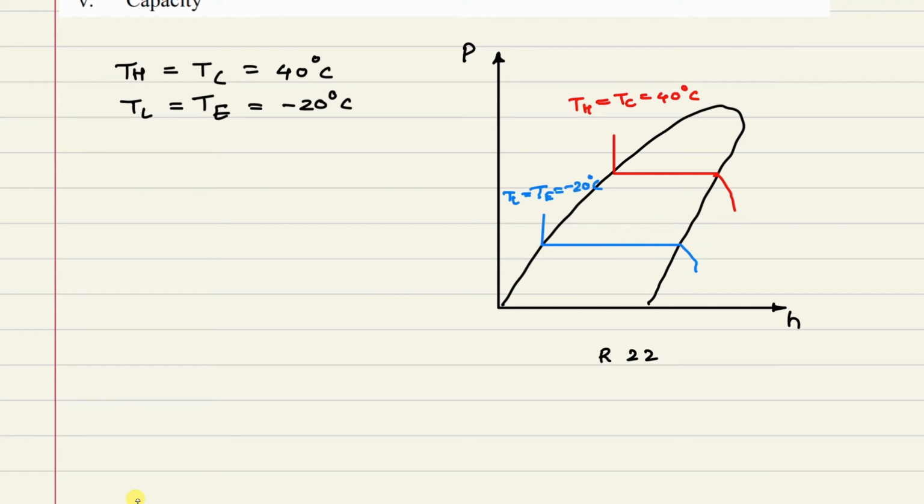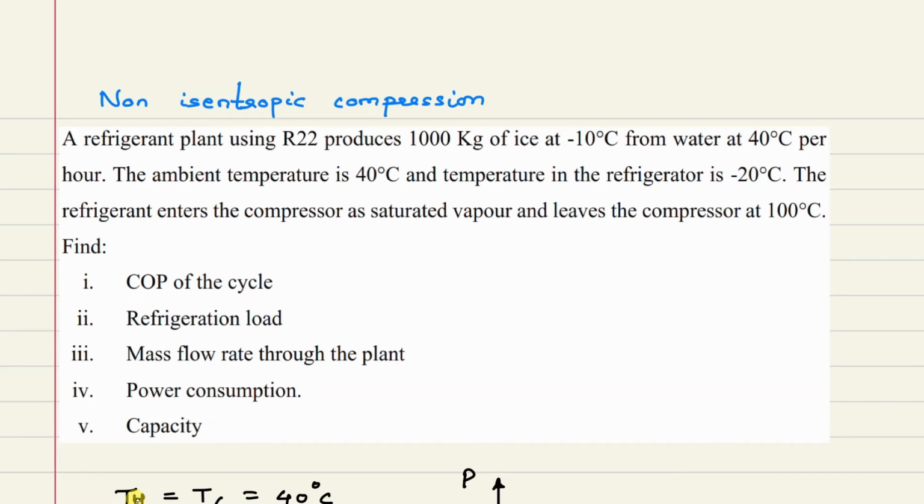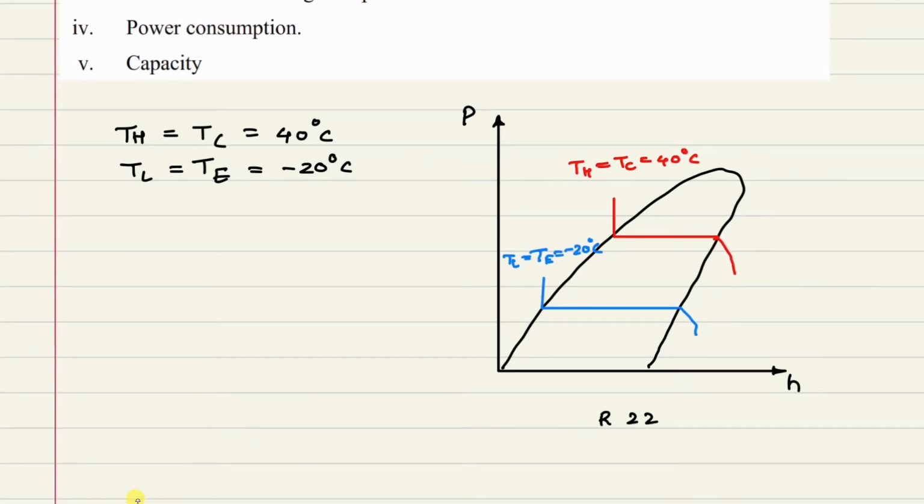Okay, now one extra data is given here, that this compression will start from point 1, which is on the saturated vapor curve, but this will not be isentropic. Why? Because compressor outlet temperature is given here. What is that temperature? Refrigerant leaves the compressor at 100 degrees Celsius. So at this location, first we will draw the high pressure line. So this will be HP, and at the bottom, this will be LP.